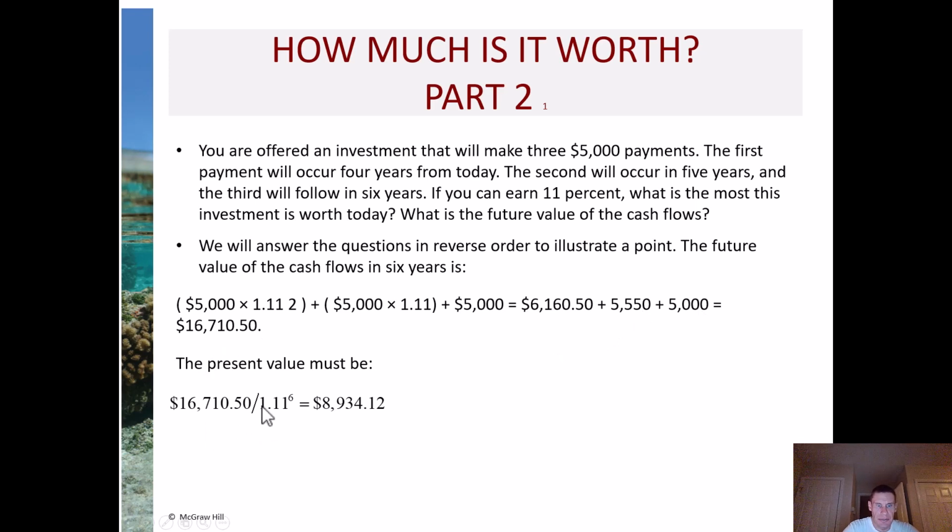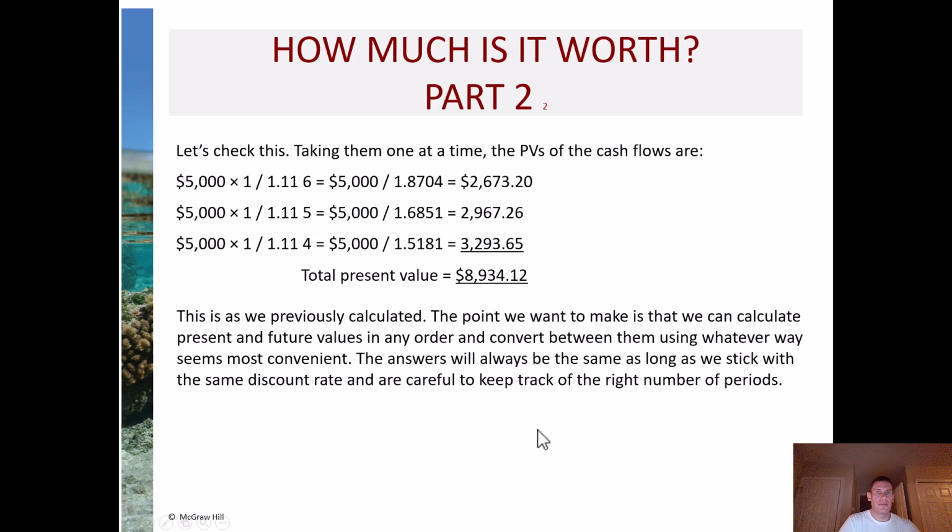And then we just divide that by 1.11 to the power of 6, because it's basically 6 periods. So the present value, or another way to say that, today's dollars, that 16,710.50 is worth 8,934.12.